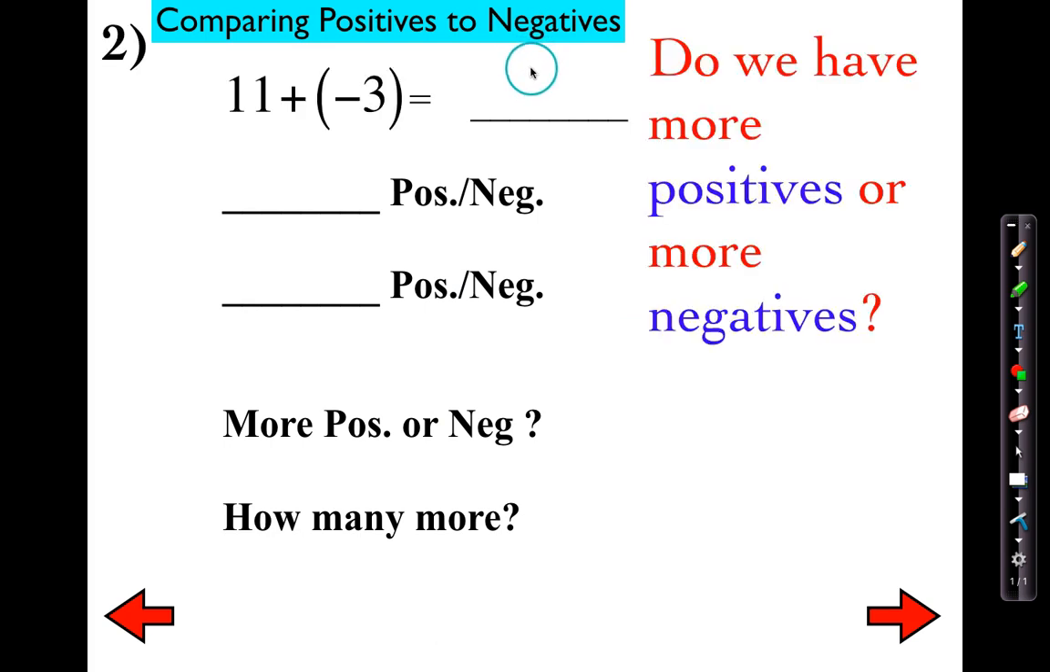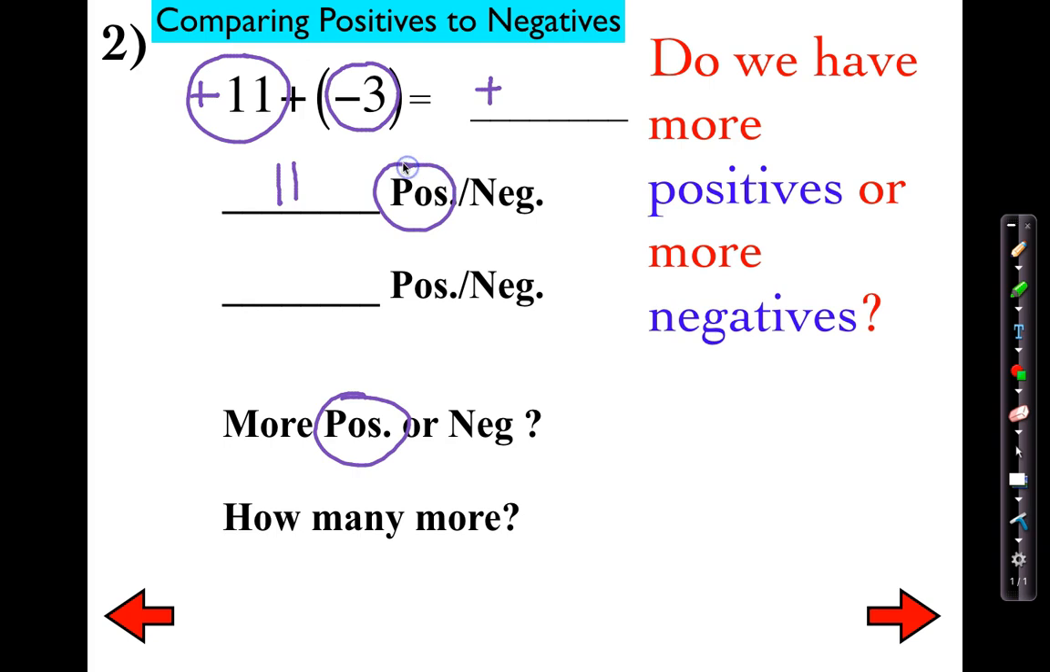Here, ask yourself, are there more positives or are there more negatives? Looking at this, this is a positive 11 and this is a -3. Definitely going to say there's more positives, so I'm going to start with a positive there. There's definitely more positives. Now that I have that, I'm just going to go ahead and separate things into positives and negatives. Well, how many positives are there? There's 11 positives, so I'm going to go ahead and circle positives there.